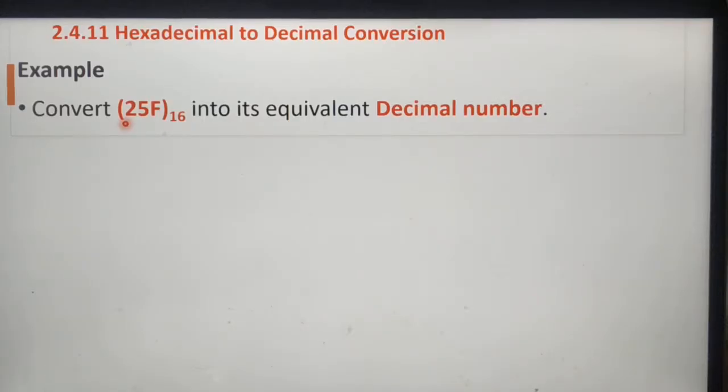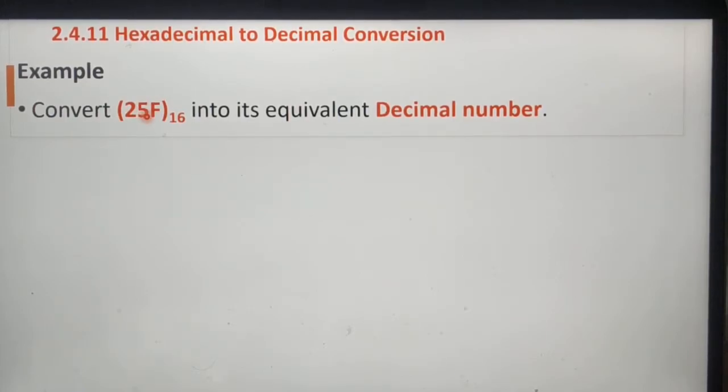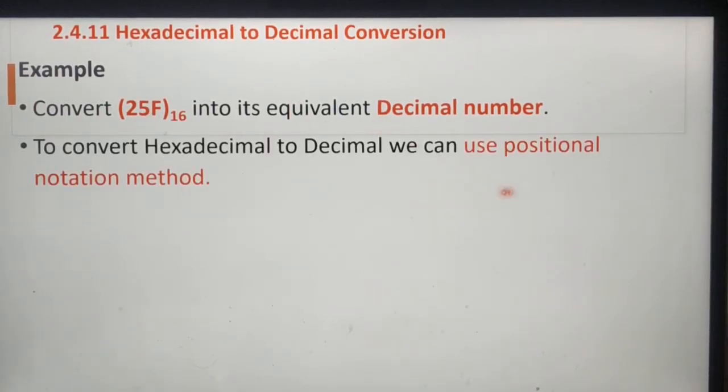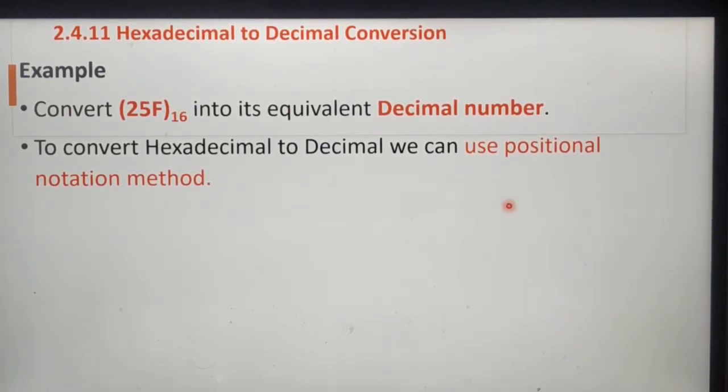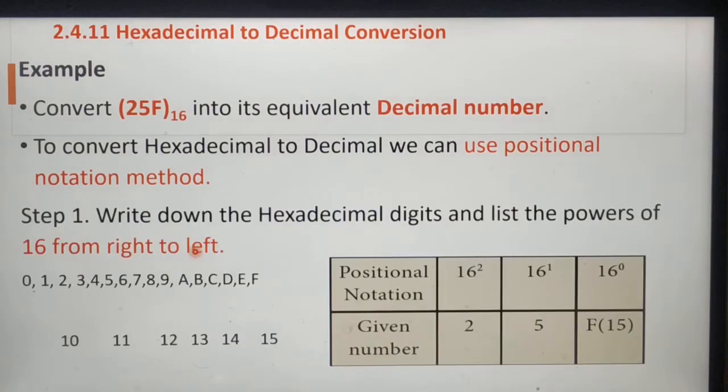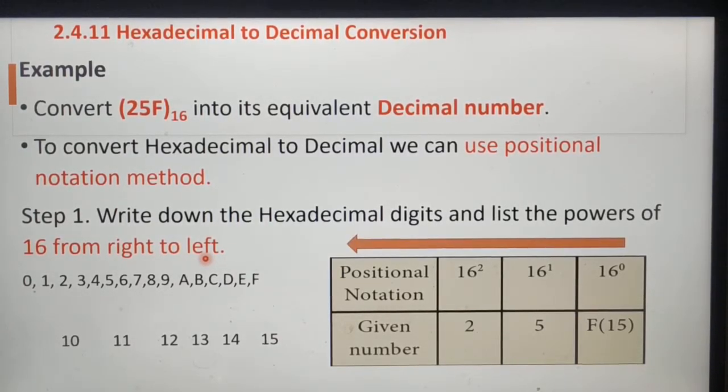We can see an example for hexadecimal to decimal conversion. Here our given hexadecimal number is 25F to the base 16. We are going to use the positional notation method. To convert hexadecimal to decimal, we can use the positional notation method. Let's see the first step. Write down the hexadecimal digits and list the powers of 16 from right to left.